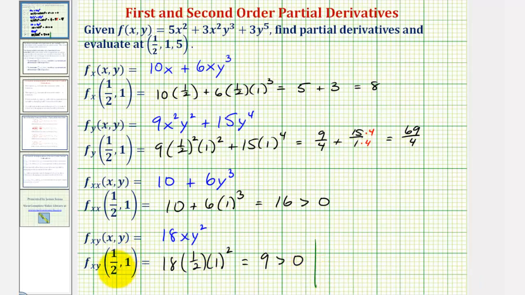And before we go, let's go ahead and find the other second order mixed partial, the partial derivative of f with respect to y, then with respect to x, which means we would now find the derivative of this partial derivative with respect to x, so we treat y as a constant. So the derivative of 9x^2y^2 with respect to x would be 18xy^2. And the derivative of 15y^4 with respect to x would be 0. So notice how our second order mixed partials are equal. I hope you found this helpful.